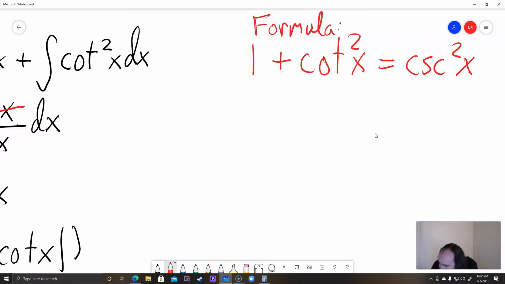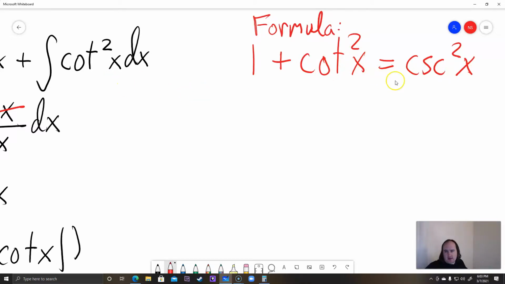Now why did I choose that one? Well, because I saw that it has a cotangent squared of x, and that's our big problem. We need to get rid of that because the way it is, if you try to do u substitution, it's not going to work. You can just take my word for it, or you can try it. But anyway, 1 plus cotangent squared of x equals cosecant squared of x.